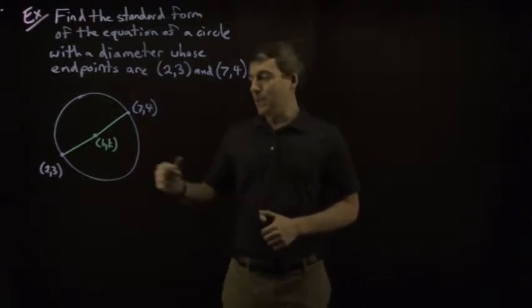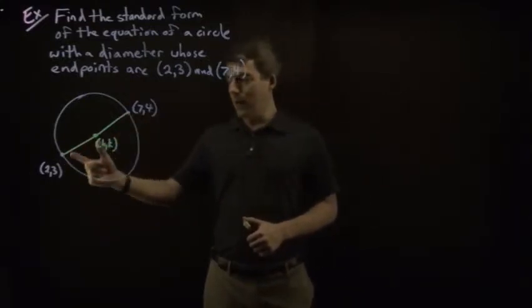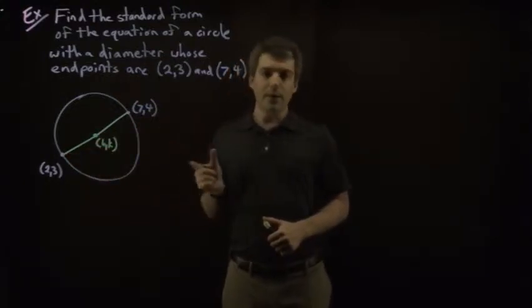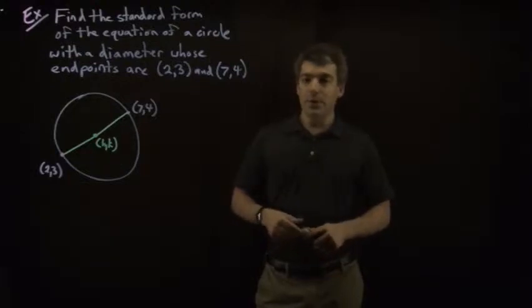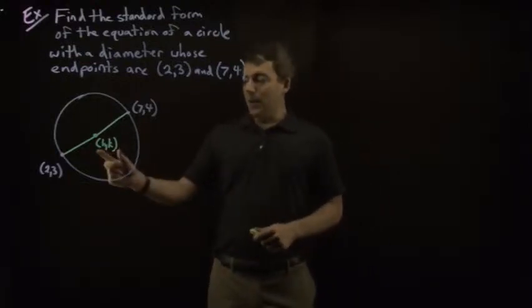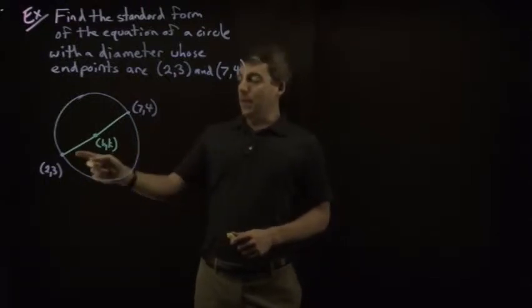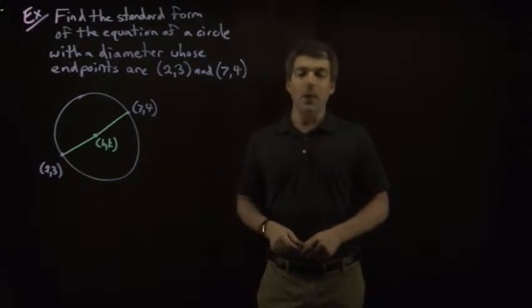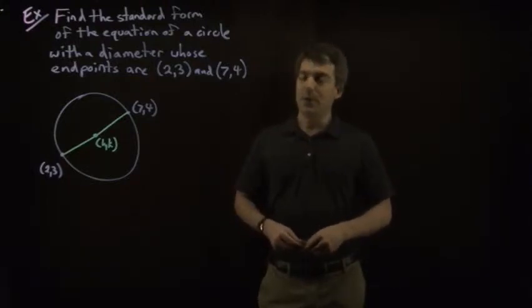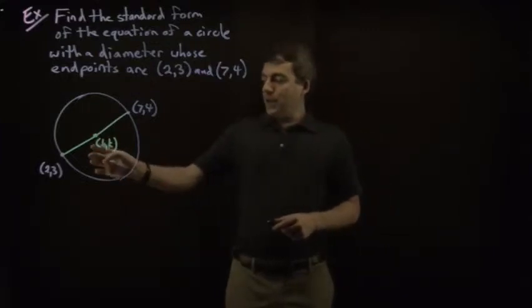Another thing we know is that the length of the diameter is going to be twice the radius of the circle. So if we want to find the standard form of the equation of the circle, we just need to find the midpoint of the diameter, and then we'll find the length of the diameter using the distance formula and divide that by 2. Then we'll have our radius. With the center and radius, we can find the standard form. So let's do that. First off, let's find the center.